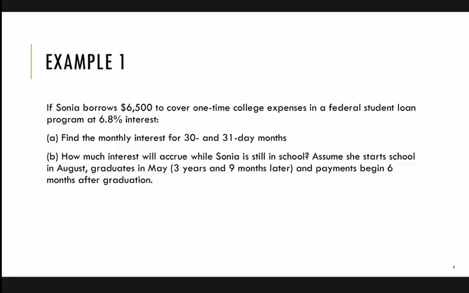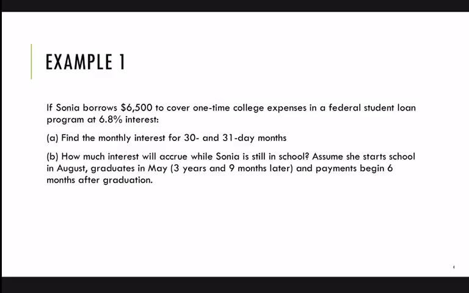All right, let's try an example calculating interest. If Sonia borrows $6,500 to cover one-time college expenses in a federal student loan program at 6.8% interest, find the monthly interest for 30 and 31-day months, and then determine the amount of interest that accrues. First of all, the monthly interest is found by first finding the daily interest and then multiplying times the number of days in the month.